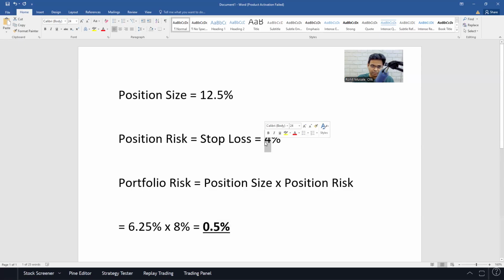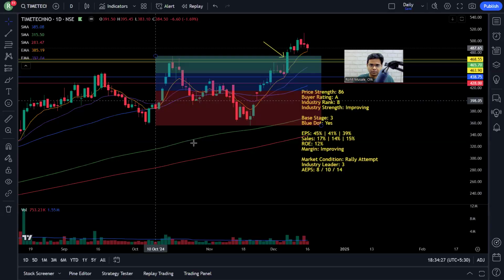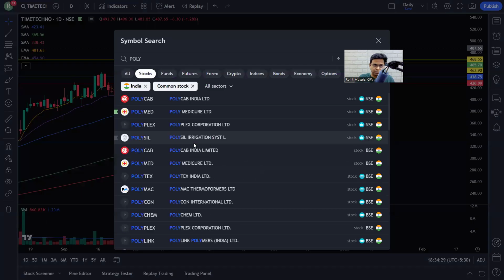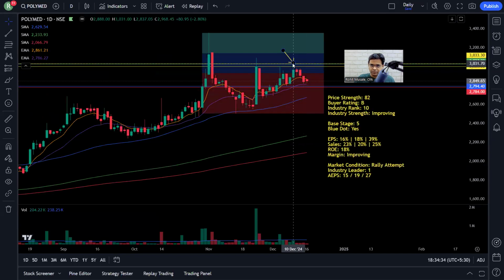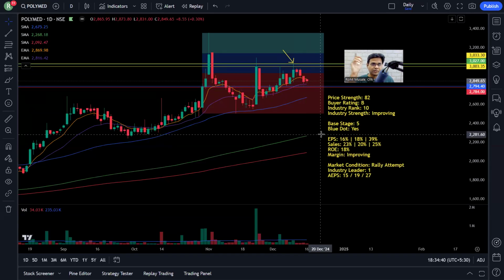Whereas if you keep it at 8%, you are giving comfortable room and time for the stock to fluctuate, like I'm doing in Polymedicure right now. So if you see Polymedicure, I bought the stock here. On this candle, it has started to come down. My 8% stop loss is here. It is very close to my stop loss, but not yet hit.